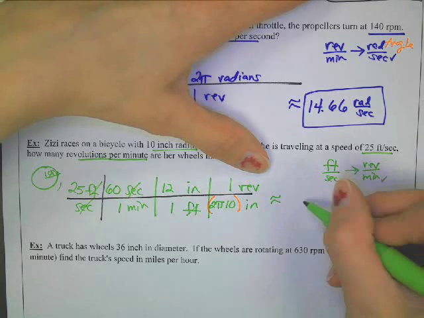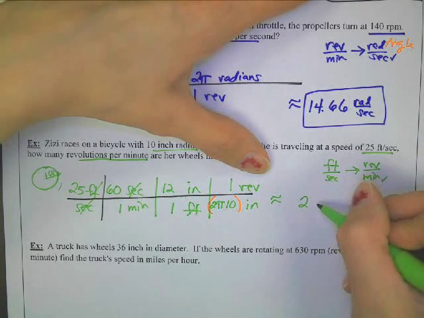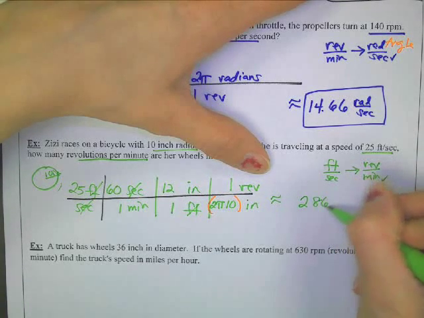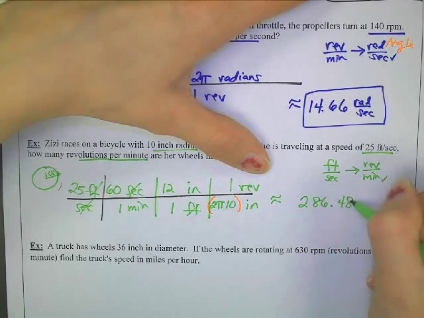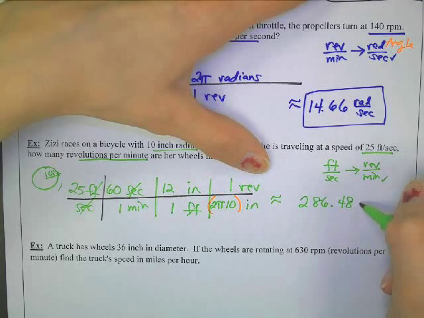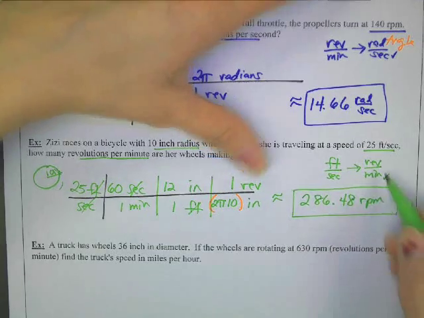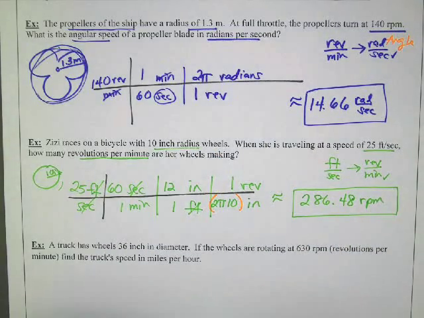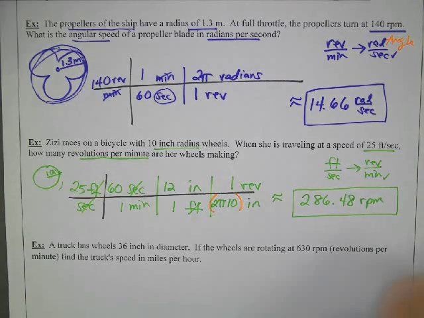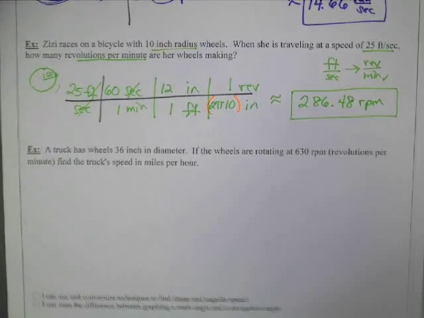Okay, you have an answer? It should start with 200 and something. Good, you got something like that? 286.48 revolutions per minute. Maybe I'll say RPM. You don't have to say RPMs. You could say revs per minute, but that's what that means. Okay, great work. Let's do the last example here.